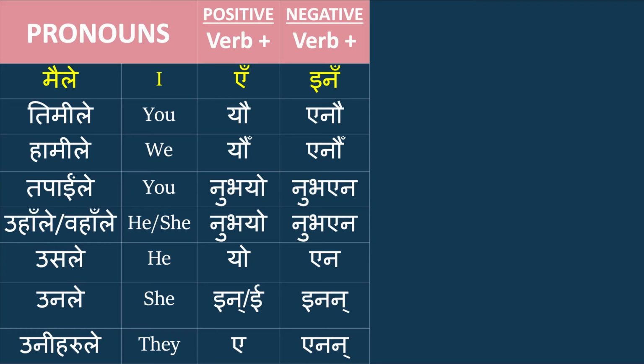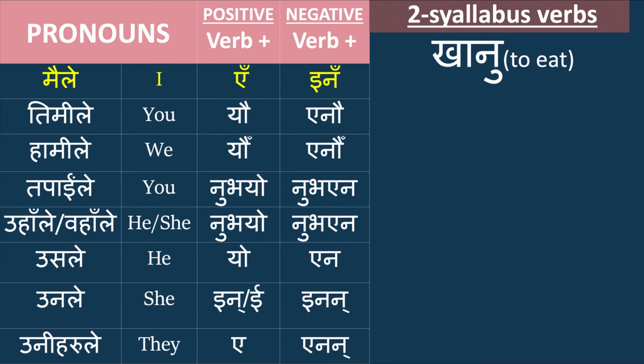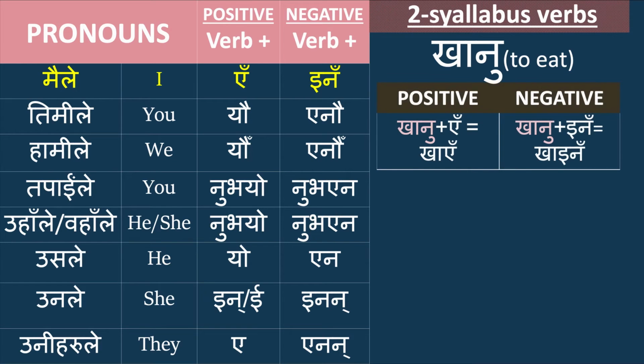Okay, let's do the example taking maile as pronoun and positive a and negative ina. Let's see the conjugation of the verb at first. Here I have taken two syllables verb khanu. When khanu plus a is added in the verb, nu is removed and a is combined with kha and the final verb is khae. Similarly, in the negative also, khanu plus ina, here nu is removed from the verb and the final verb changes to khaina.